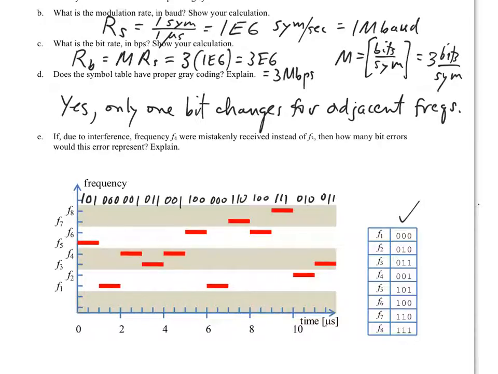And then part E says, if due to interference, frequency F4 was mistakenly received instead of F3, how many bit errors would this result in? Well, the answer is 1 bit error, and that's due to the gray coding. If we wanted to receive F3, 0, 1, 1, and we got F4, 0, 0, 1, then we'd have exactly 1 bit error, which is this. Gotta be careful over here. This one is the error. That's the bit that was in error.